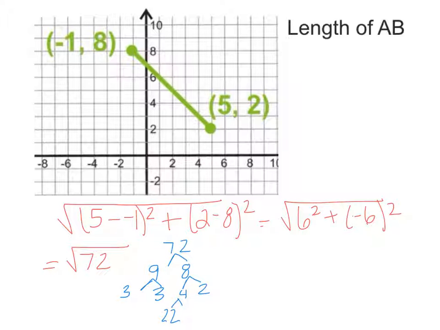We can take any pairs outside of this square root. So we can take a pair of 3s and a pair of 2s, multiply them, and that gives me a 6 times the square root of 2.